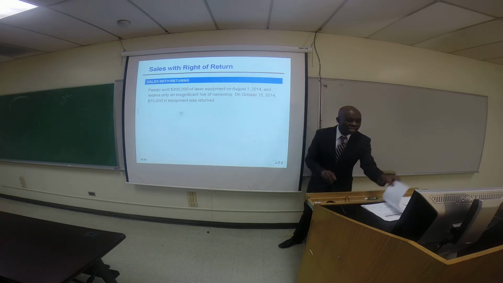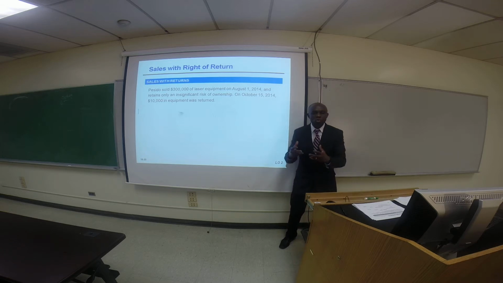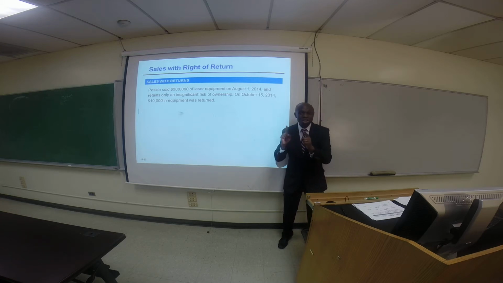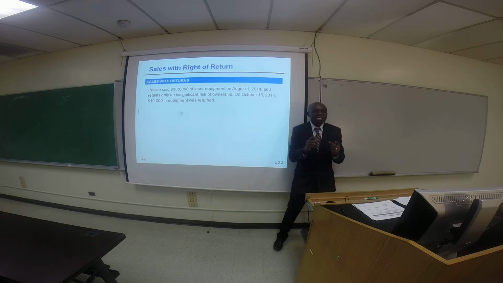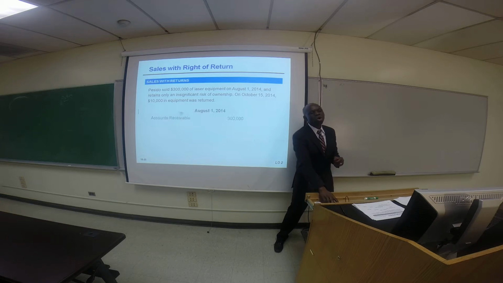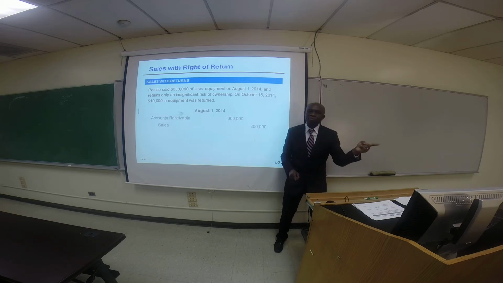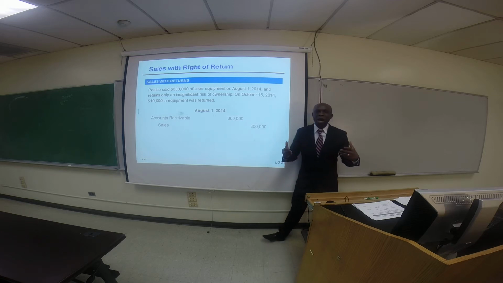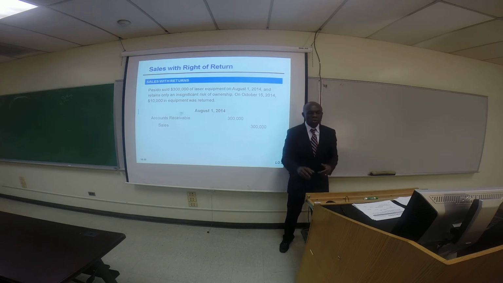Now, let's take a look at another example relative to sales with right to return. Here, this company sold $300,000 of laser jet, and watch out this time, assuming that we are the seller, this time we are retaining only insignificant risk of ownership. In other words, we are not taking too much risk in terms of the equipment being returned to us. In such circumstance, we recognize revenue. Unlike the previous example, whereby we asked the hospital to return the equipment with full reimbursement within a 9 month period. So this time we recognize the revenue.